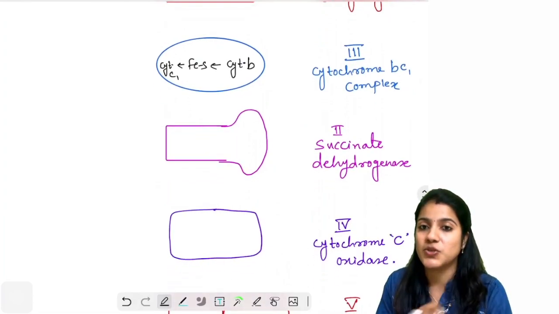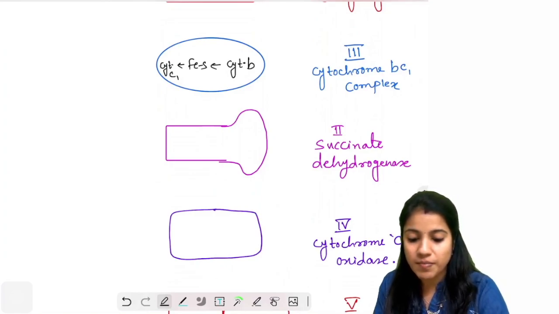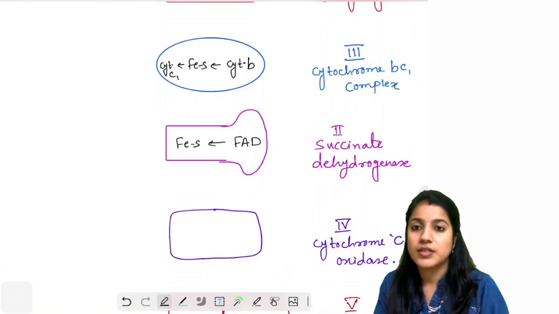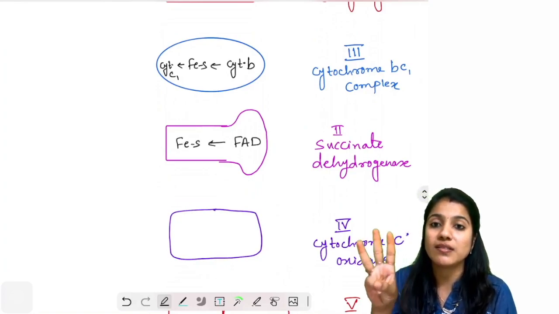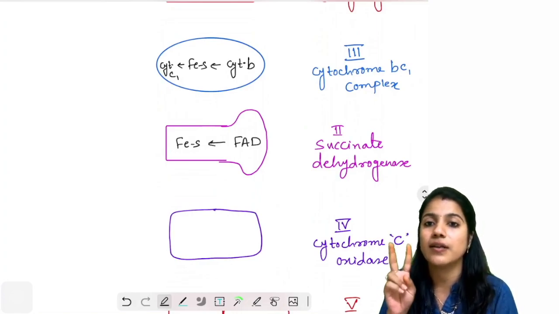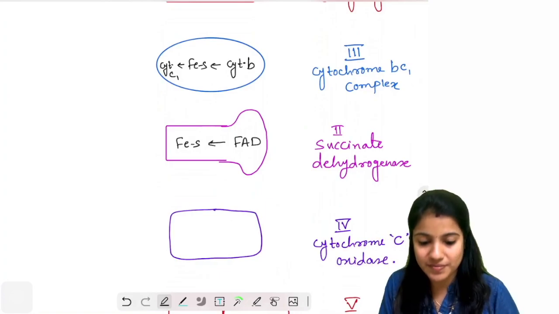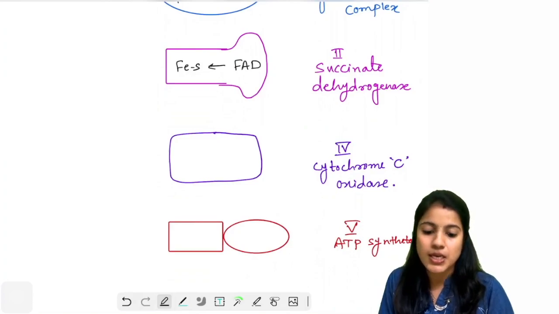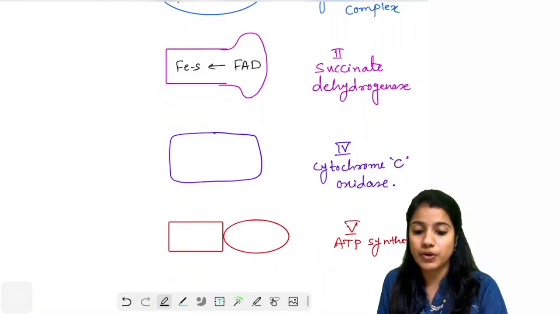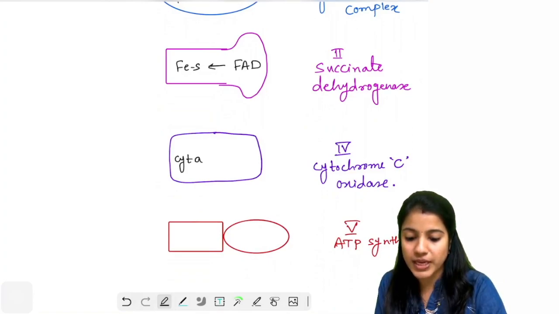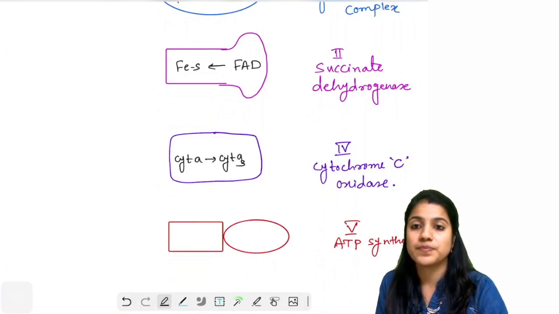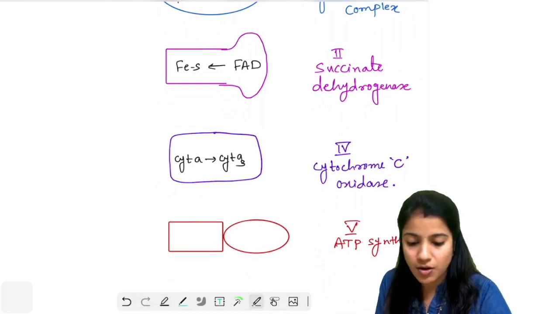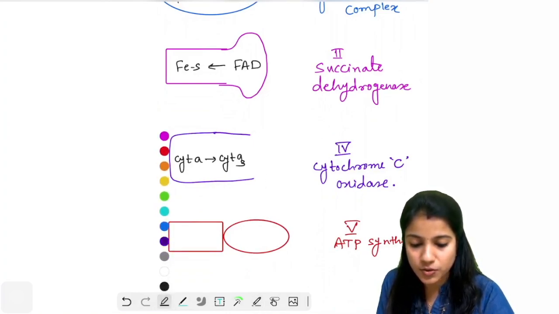Coming to complex 2, succinate dehydrogenase, this complex is made up of FAD and FeS. Did you notice that complexes 1, 2 and 3, all three, are associated with an iron sulfur molecule? Important point to remember. Complex 4, cytochrome C oxidase, is made up of two important components, cytochrome A and cytochrome A3, and it is associated with two copper molecules.